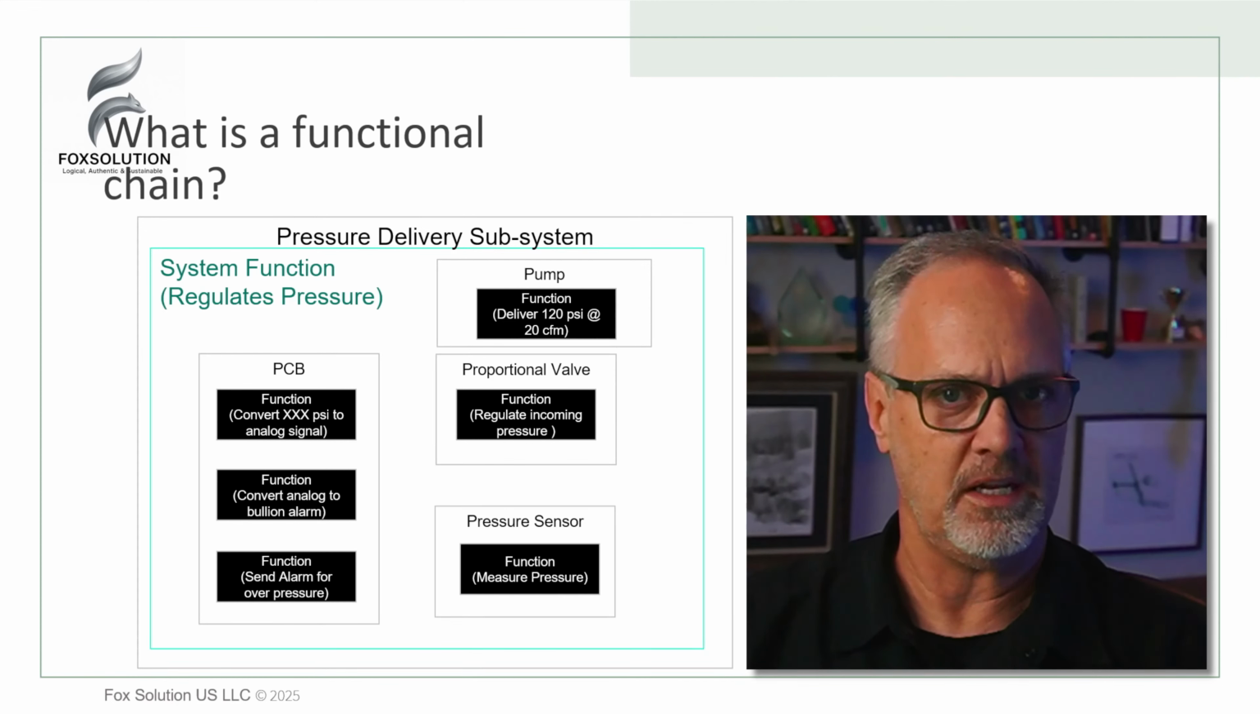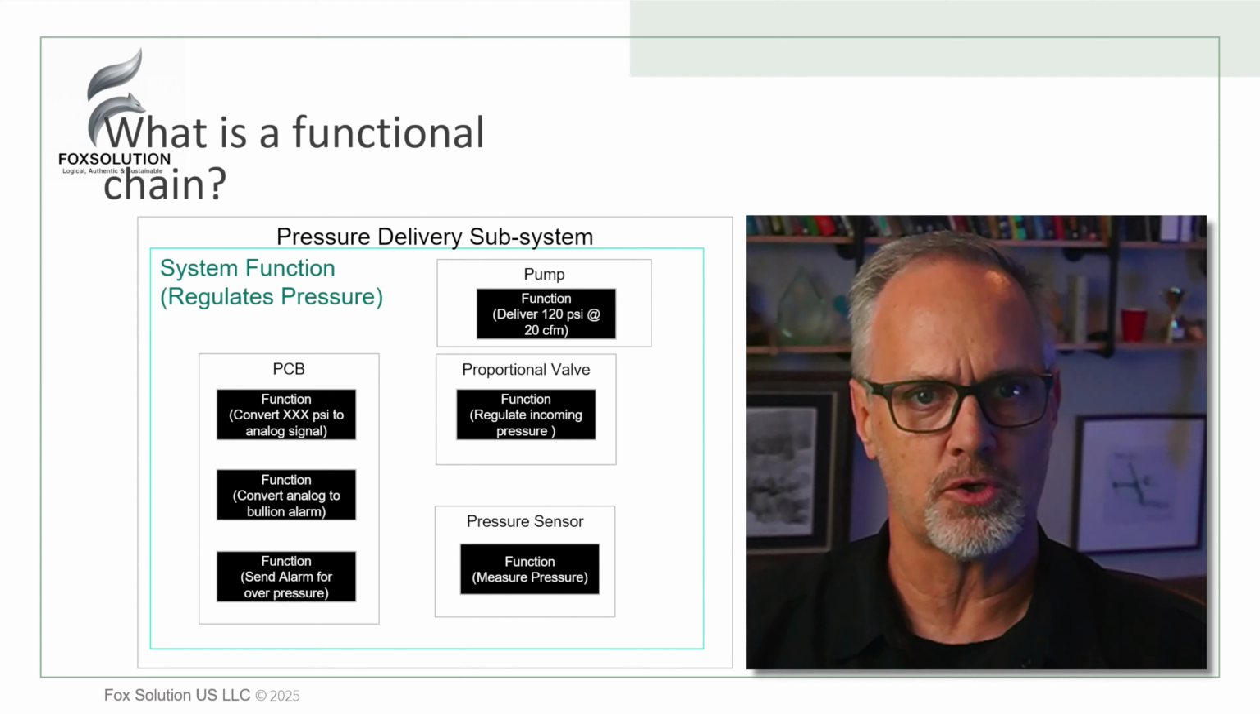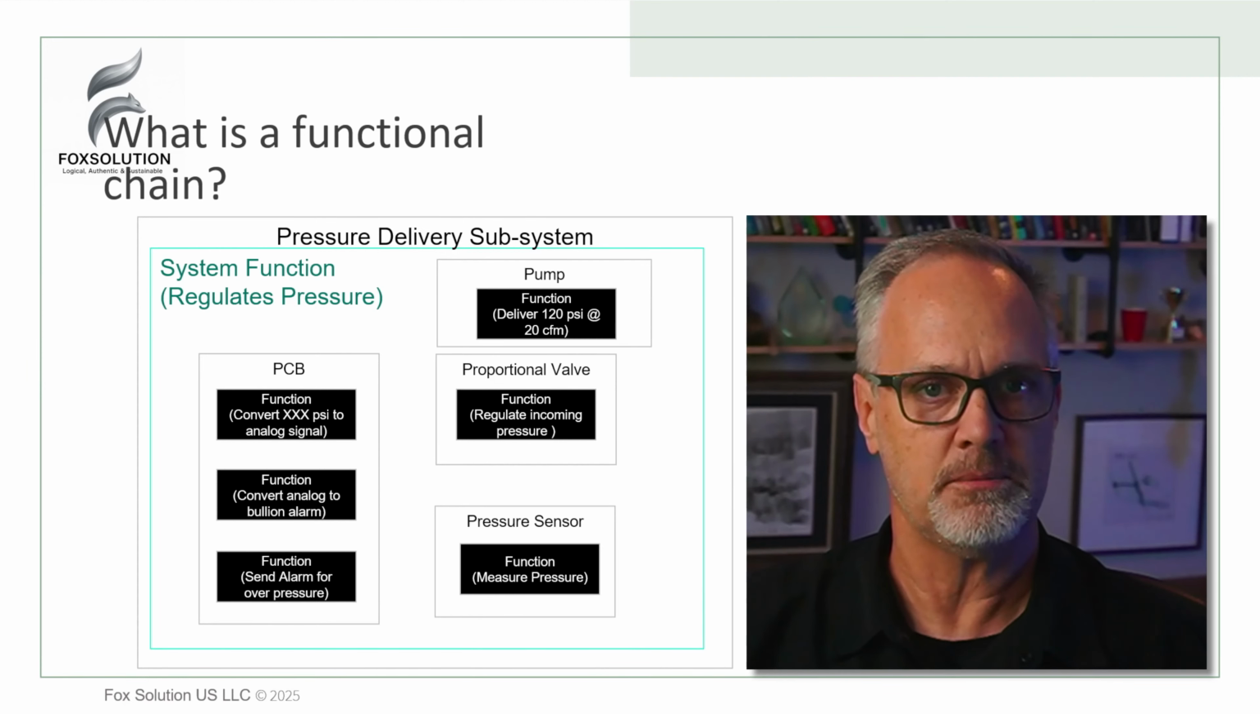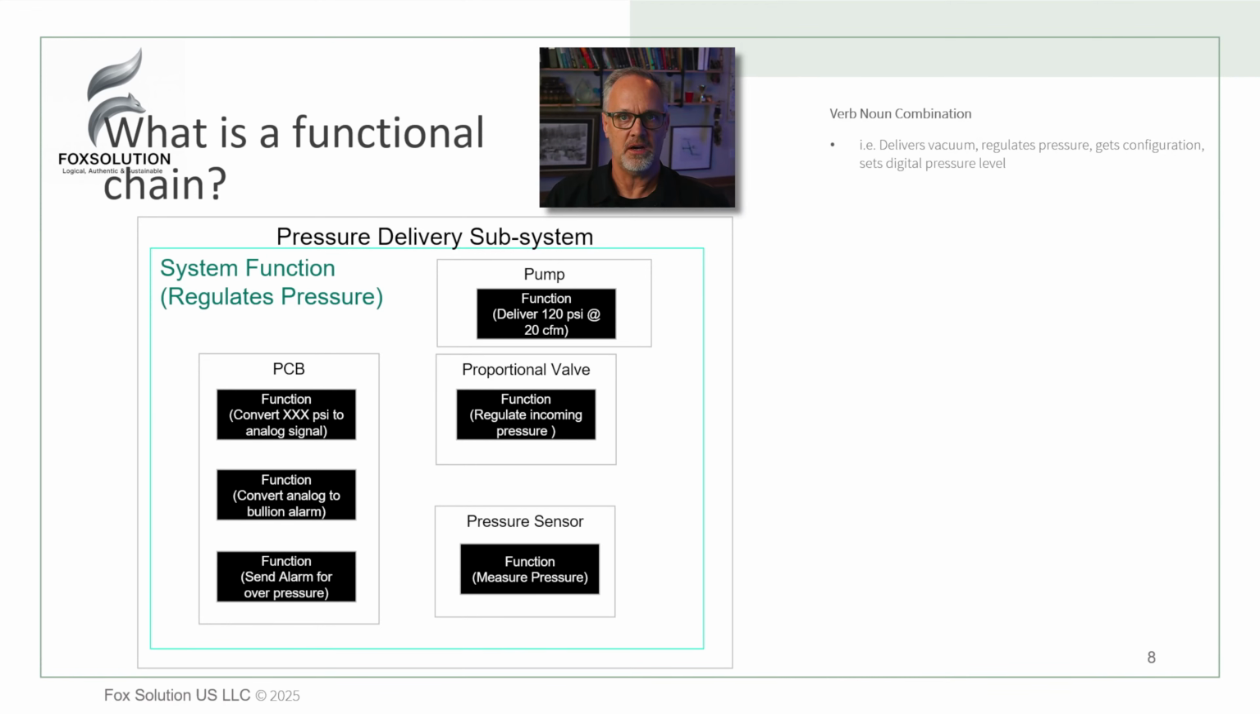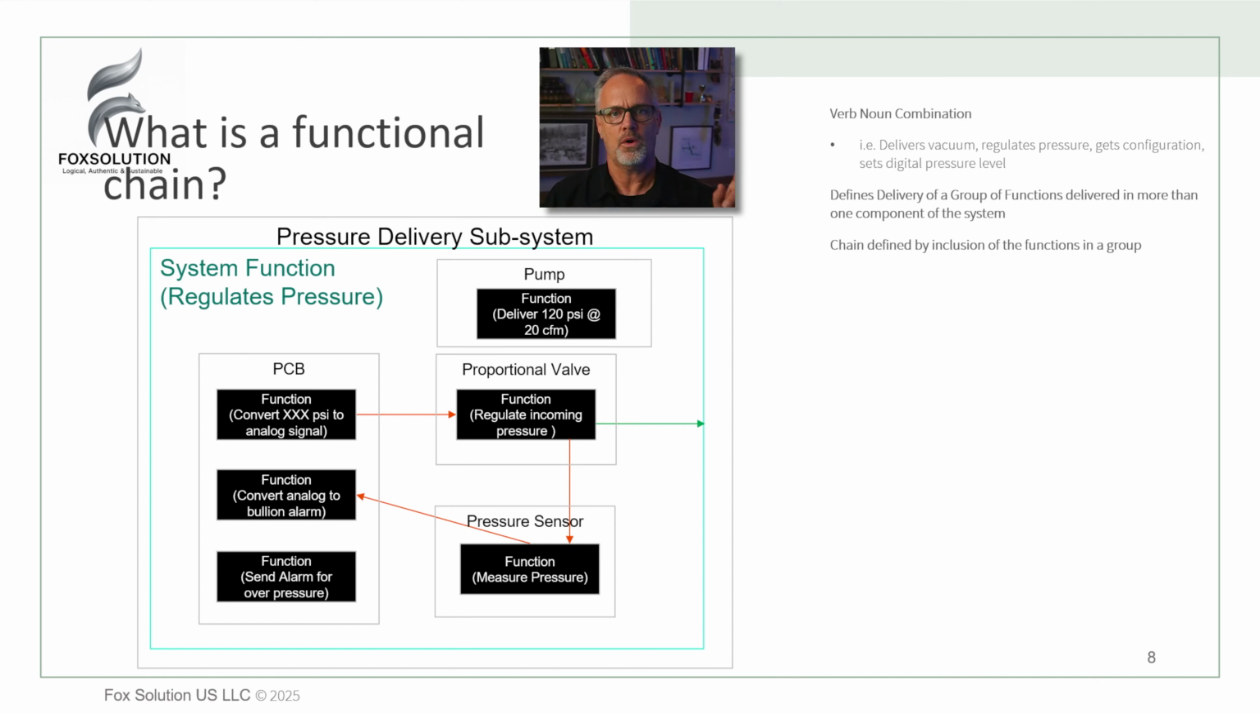And what we need to do is provide this internal control to our pressure system to assure that we don't get this risk that we've identified. In that case, it's also a verb-noun combination. We're delivering vacuum again, but the chain delivered by inclusion of the functions in a group is the important aspect of this now. So instead of just having one function that says we're going to do it all, what we have is many functions that are delivered in a chain in order to give a system level result.